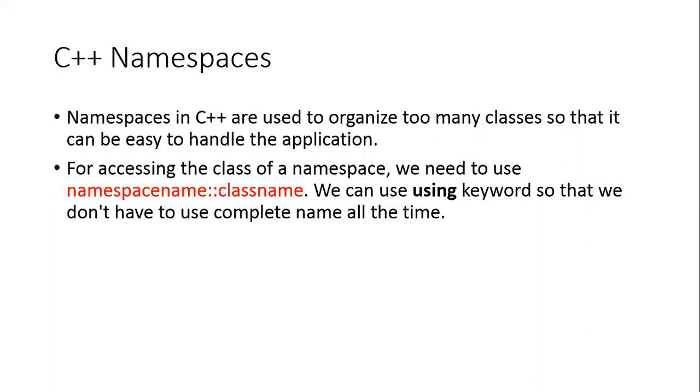For accessing the class in a namespace, we have a syntax that I have highlighted in red color. You could see the namespace name, then the double colon or scope resolution operator, and then the class name you have to mention here. And after that, for using that namespace and relevant classes, you would be using the keyword using.